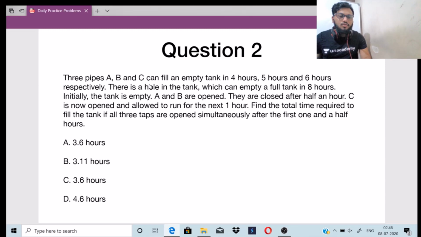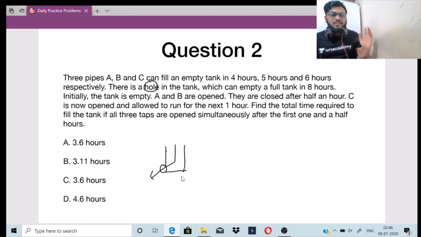Okay. There is a hole in the tank. You don't have to open it or close it. What does the hole mean? Basically the tank will be there and the hole will obviously be there, right? Whatever water you pour, it will be going out of the tank. They have not told here to fill up the hole. The hole is present. Whether you turn the tap on or off, the hole will be present itself.